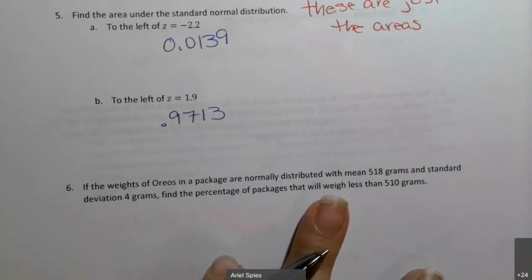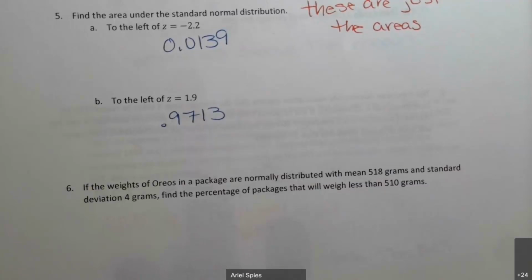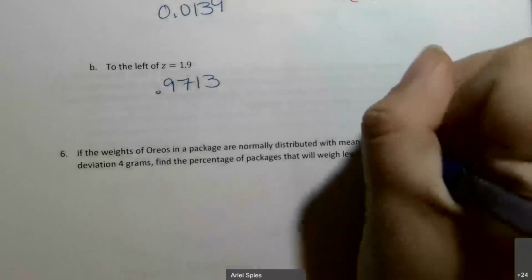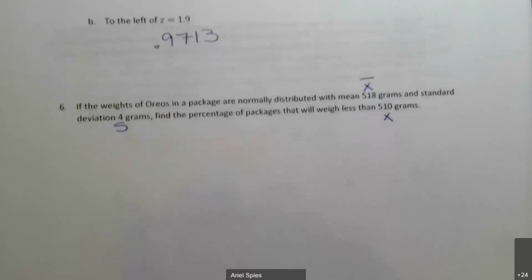Questions here? Okay, so the next few problems are going to put these in more context, so instead of seeing straight numbers, it kind of makes a little more sense. Number 6 is telling me if the weights of Oreos in a package are normally distributed with a mean 518 grams and a standard deviation of 4 grams, find the percentage of packages that weigh less than 510 grams. So it tells me my mean, that's my X bar. It tells me my standard deviation, and the specific amount of grams I care about is 510.